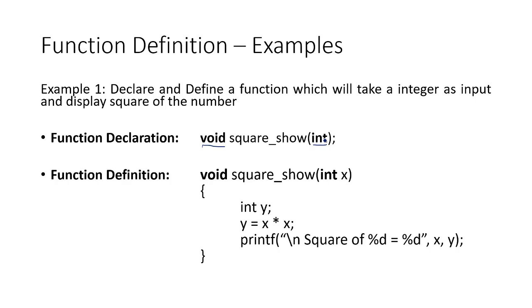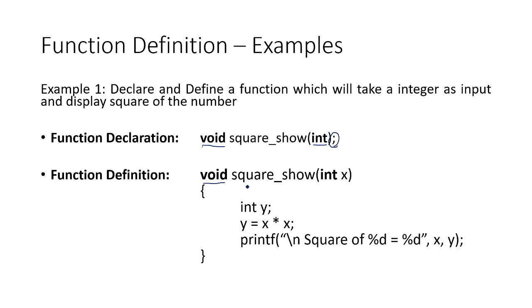So this is the function declaration. As you know, a function declaration should end with a semicolon, so there is a semicolon. Now what about the definition? In the definition, the function header should match the function declaration. So the return type will be void, as we know that the return type should match.